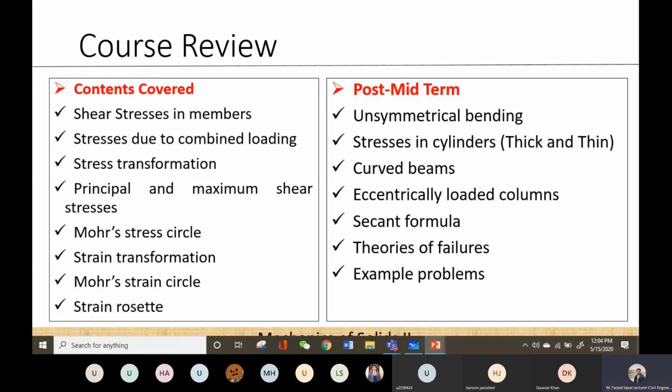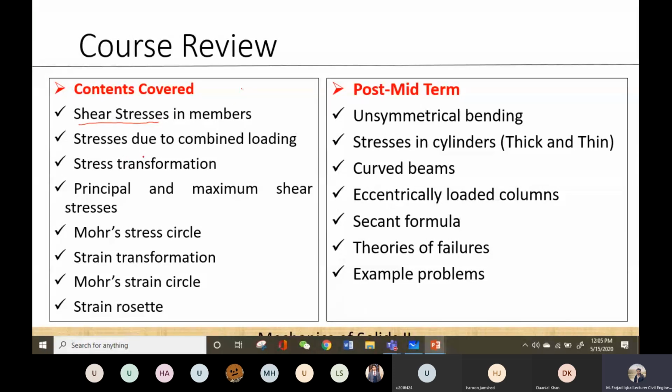So moving on, firstly, I would like to review some of the topics that we have covered in this course. Broadly, we covered one topic in this course, that is the calculation of stresses and strains. The first thing we studied was how to calculate the shear stresses in different kinds of members, such as beams.